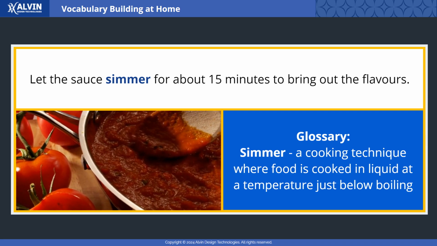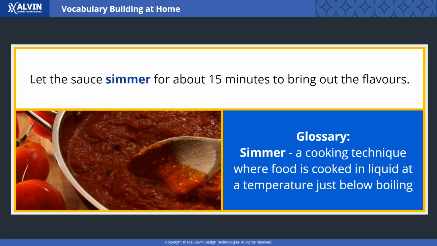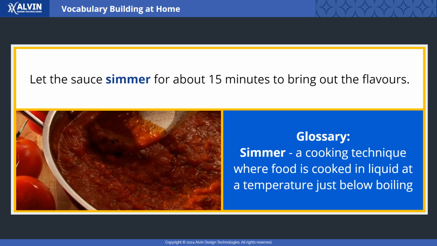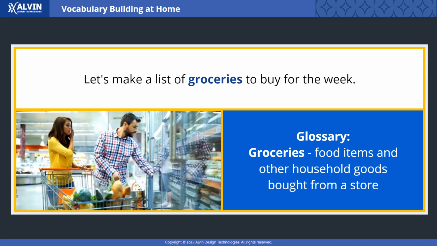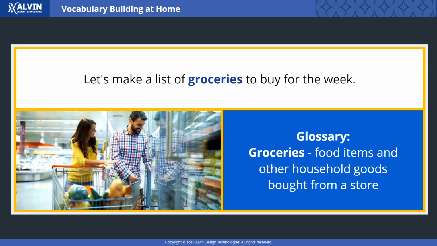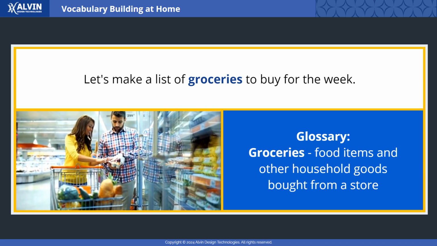Let the sauce simmer for about 15 minutes to bring out the flavors. Simmer is a cooking technique where food is cooked in liquid at a temperature just below boiling. Let's make a list of groceries to buy for the week. Groceries are food items and other household goods bought from a store.